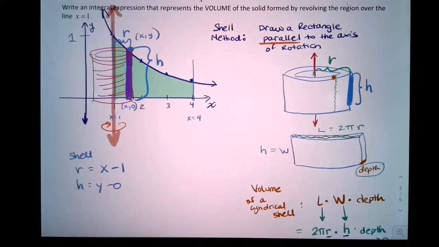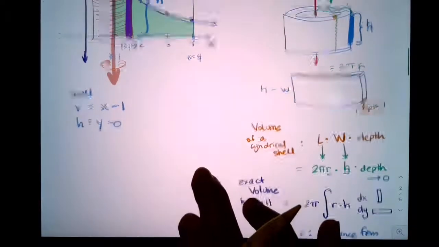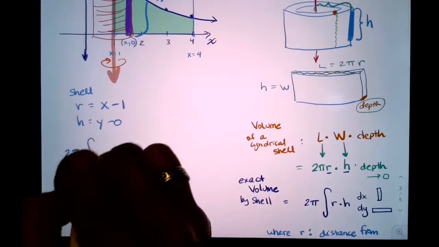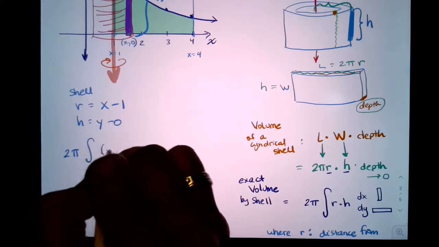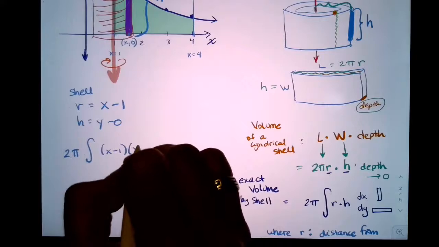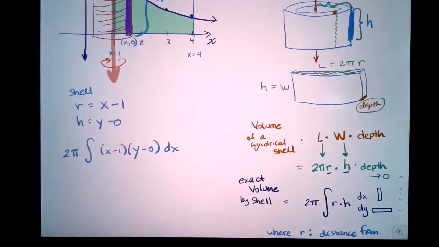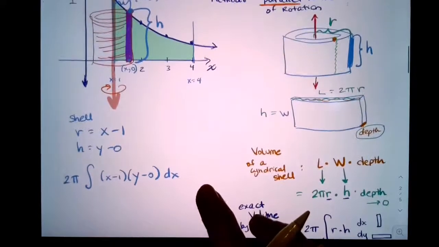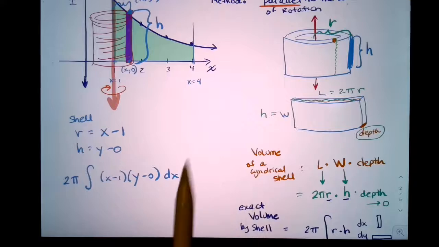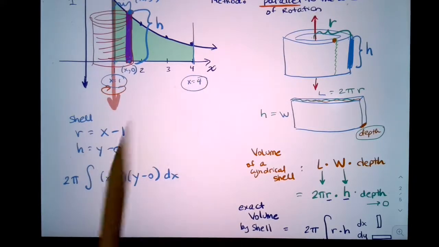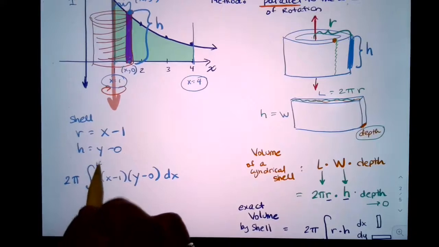Now, sometimes when I put it in our shell method formula, it looks kind of ridiculous, but I'm going to do it anyway. I'm going to say 2 pi, I've got r, which is x minus 1, I've got h, which is y minus 0. This was drawn vertically, so it's going to be a dx, and I let this drive the rest of the show here. That dx, again, is a powerful statement that tells you to look for your limits of integration along the x-axis, going from 1 to 4.